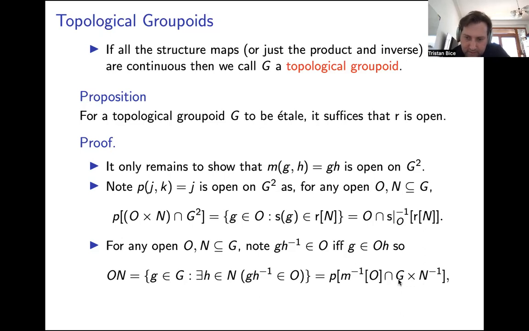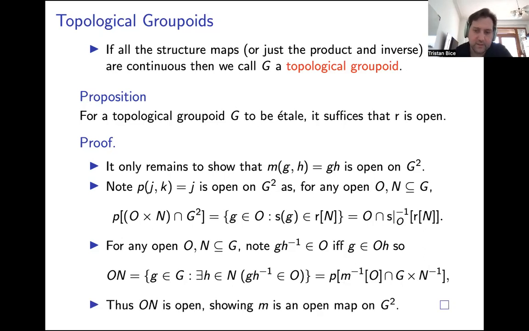So we know that M is continuous, so this pre-image here is open. We know that N is open, so its inverse is also open because the inverse map is continuous. Therefore, a product of two open sets is open in the product topology. We can take the intersection with this set we also know is open. Again, we still have an open set. So this whole thing in the square brackets here is open. And we already showed above that P is an open map. So the forward image of this open set under P is again an open set.